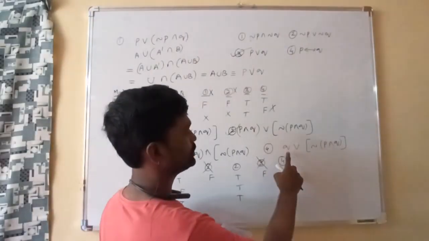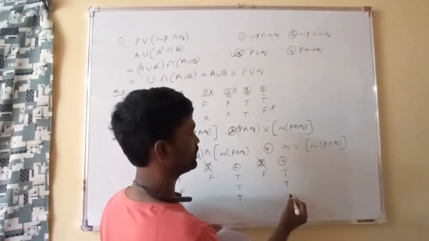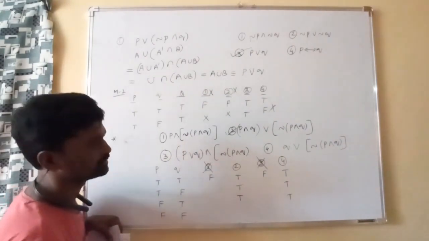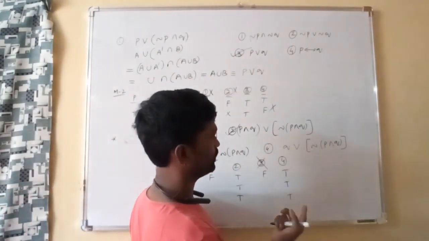And the last option, so true or. So here also obviously you get true only. Next, if I consider false, false.